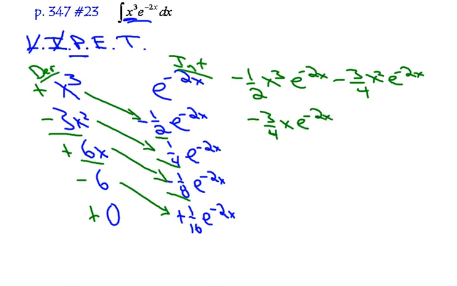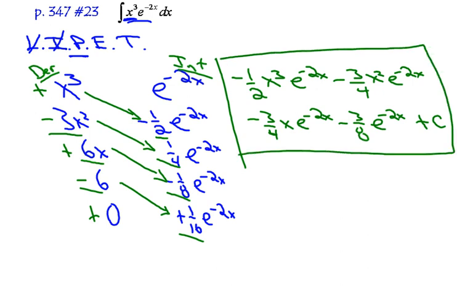And my last term is a minus 6 over 16. Reduce that, it looks like 3/8. There are no x's. I have e to the negative 2x, though. And then don't forget it's an indefinite integral, so it's a plus c. That completes our problem.